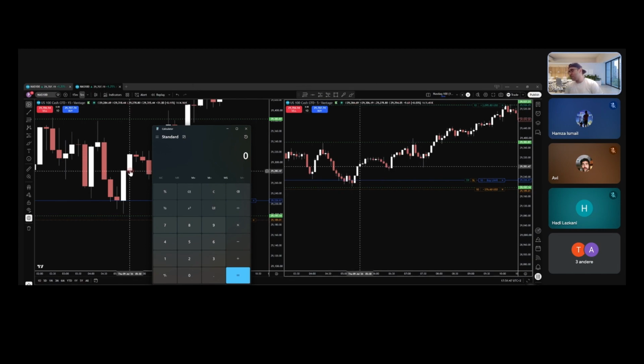It's sometimes the opening and sometimes the wick here. What do we see here, guys? What we see here, guys, again, is the same pattern.